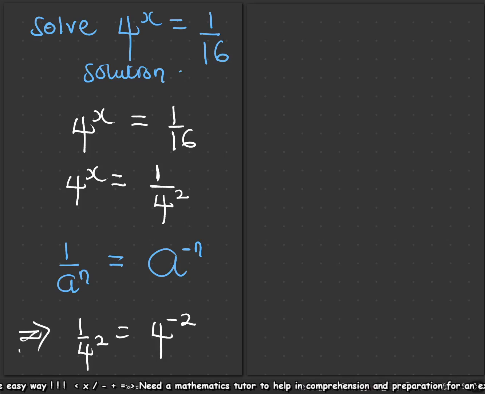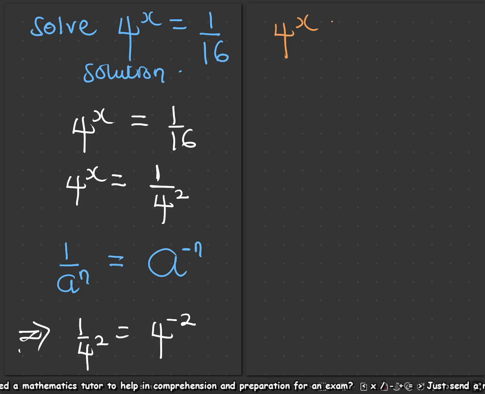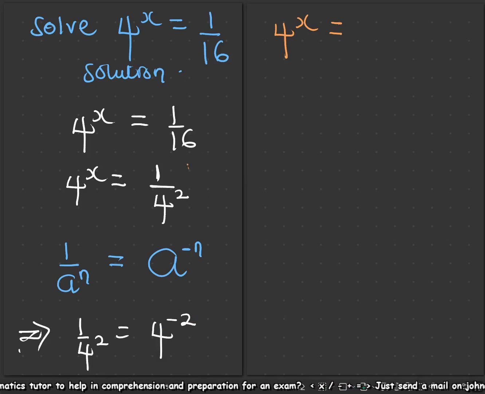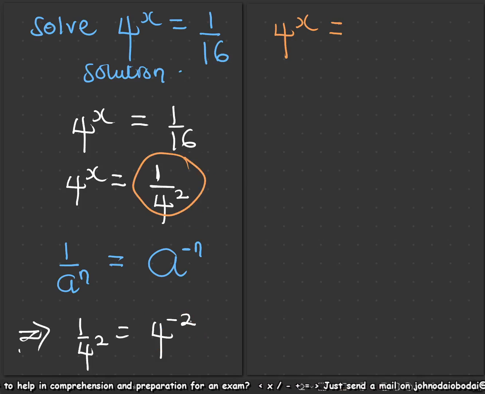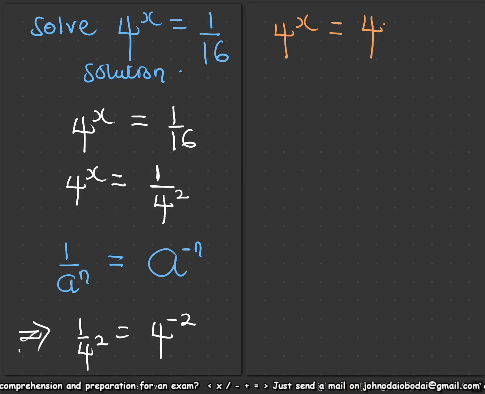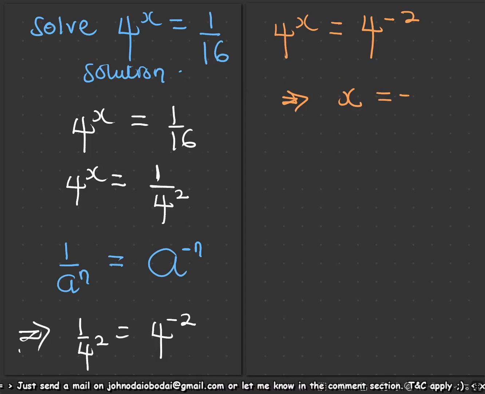You see, we can now rewrite our equation. So from this side, we have 4 raised to the power x, which is equal to, we have rewritten this as what we have over here, 4 raised to the power negative 2. Then since the bases are the same, we equate the exponents, so that it implies that x is equal to negative 2. And there is nothing else to be done. It has been solved. Simple as you see.